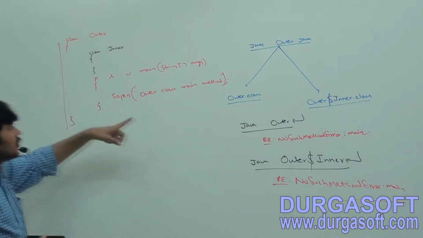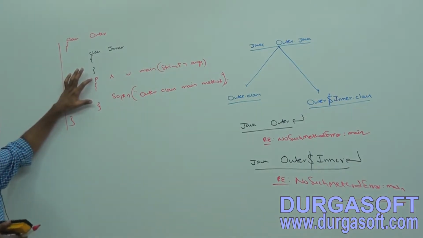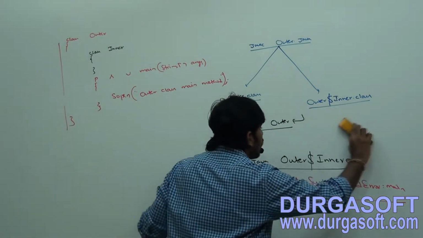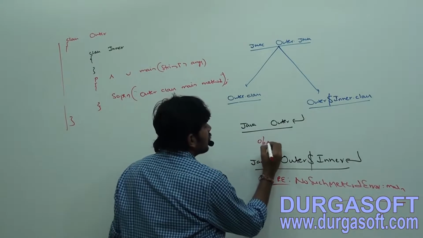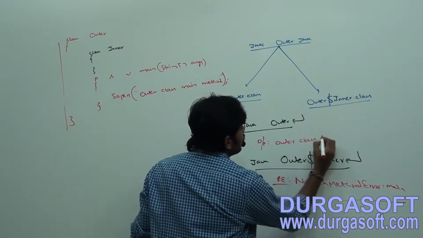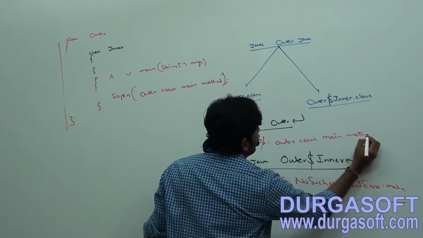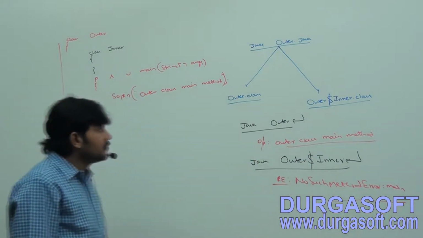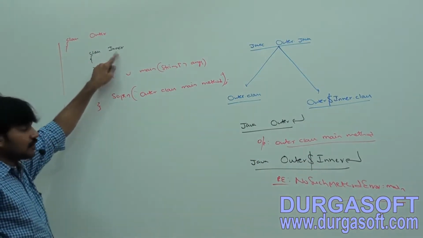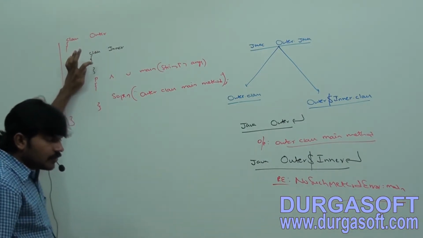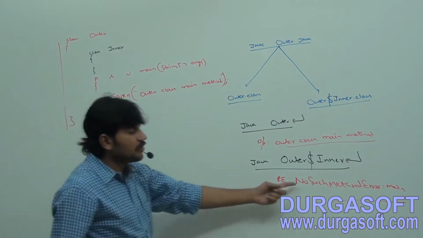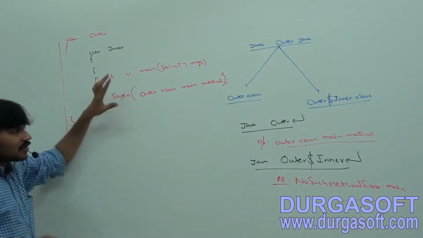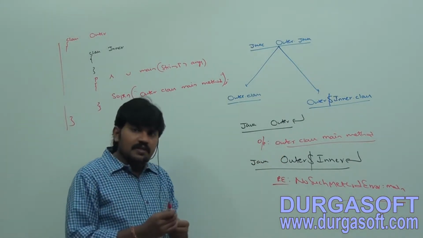What output we will get? java Outer. Does the Outer class contain a main method or not? Yes. That's why by default we are going to get the output: outer class main method. Are you getting it? Next, java Outer$Inner. Does the inner class contain a main method or not? No. If the main method is not there, NoSuchMethodError: main. So I am just writing the main method inside the outer class, and based on that the behavior is this. Let me run this code.